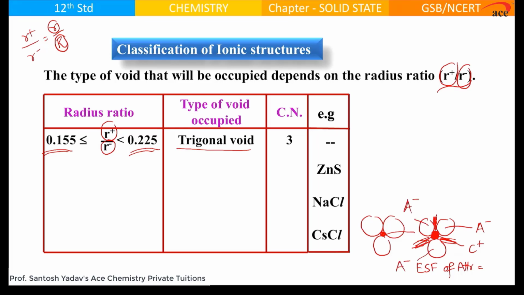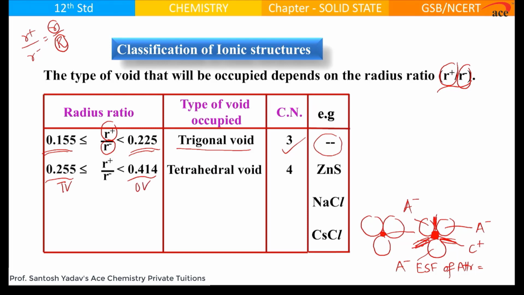So although the size of the cation is slightly bigger than trigonal void, still it will go into trigonal void with coordination number of 3. Now we don't have a very good example available under trigonal void of any ionic compound. If your size lies between tetrahedral void and octahedral void, remember it will go into tetrahedral void.